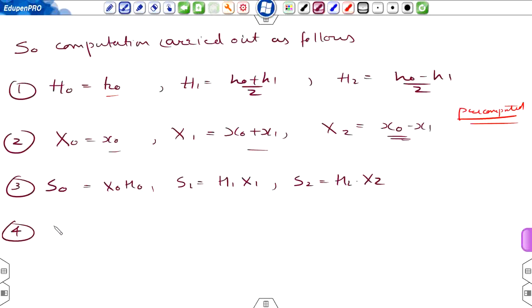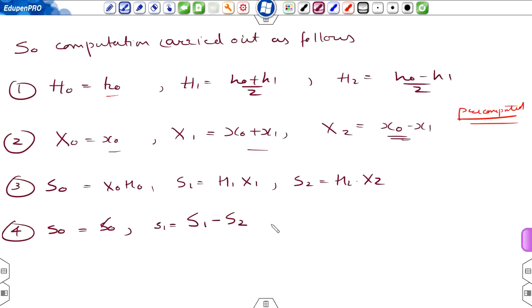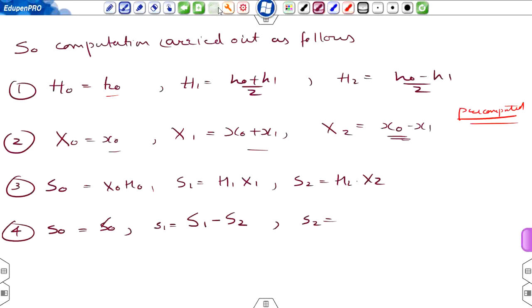So small s0 is simply capital S0. Small s1 is S1 minus S2. Okay, so you can see that this is S1, this term is S2, this is S1 minus S2, and small s2 is equal to minus S0 plus S1 plus S2. So minus capital S0 plus capital S1 plus capital S2.